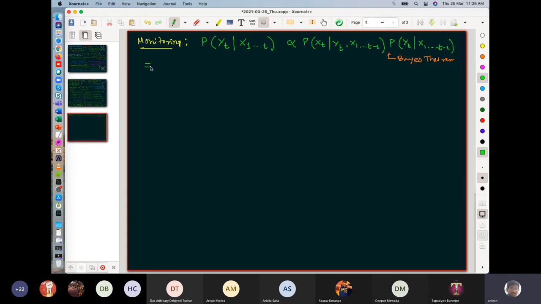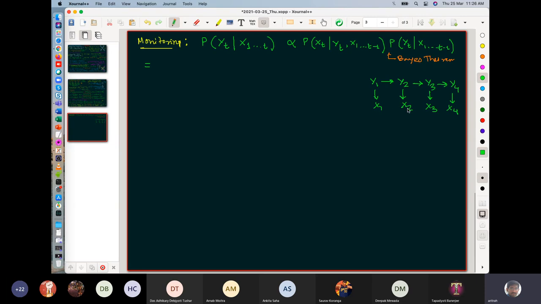Now in the second step, when I look into this, my xt is conditionally independent of x1 to xt minus 1 given yt, because just look at these: y1 giving rise to x1, y2 giving rise to x2, y3 giving rise to x3, y4 giving rise to x4.